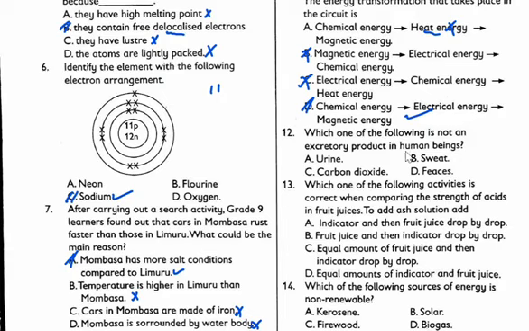Which one of the following is not an excretory product in human beings? As always, I usually give one question as an assignment. So kindly, which one do you think is not an excretory product in human beings? A, urine; B, sweat; C, carbon dioxide; D, feces.